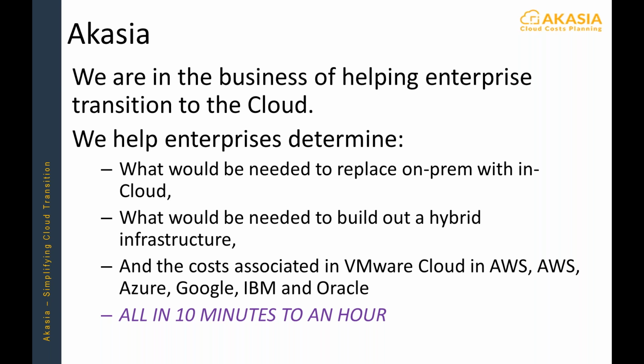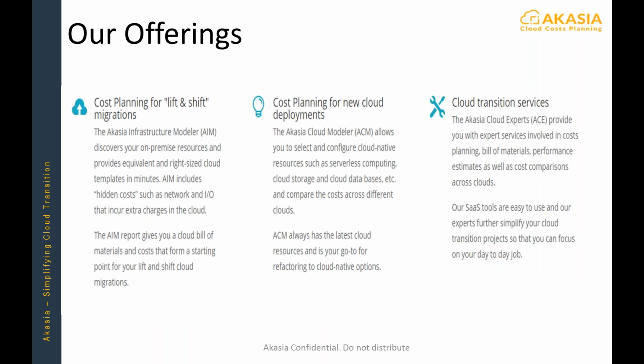So let's talk a little bit about what we do. Essentially, we have three offerings. The first product we call AIM. It's for helping you figure out lift and shift or lift and optimize applications. When you have a large set of applications and infrastructure running on-prem and you need to replace that with something in the cloud, what would be needed and how much would it cost? Essentially, that's what AIM does.